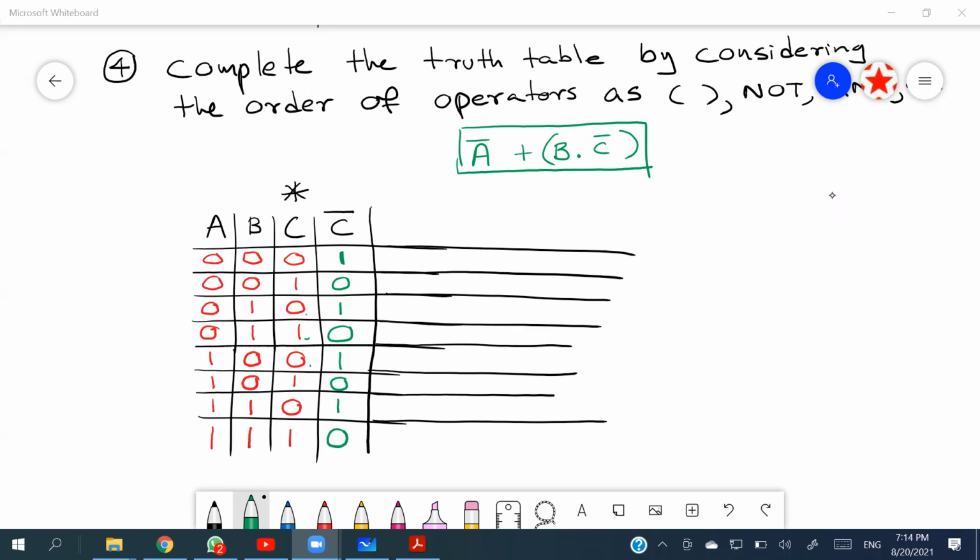It is just the opposite part, or the correct word is the inversion part that is happening, or the complementation.